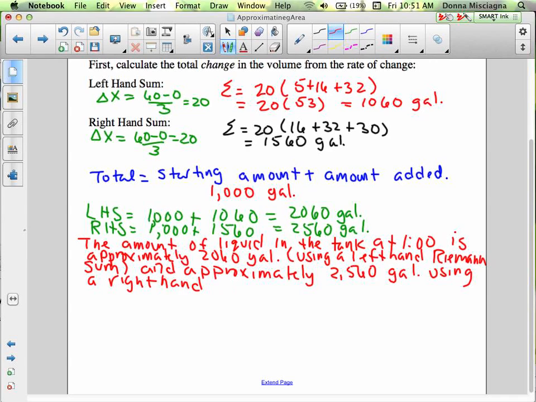And so just to review, increasing, decreasing, and overestimating, underestimating. Actually, let me finish writing what I'm saying because I'm forgetting what I'm saying. Right-hand Riemann sum.